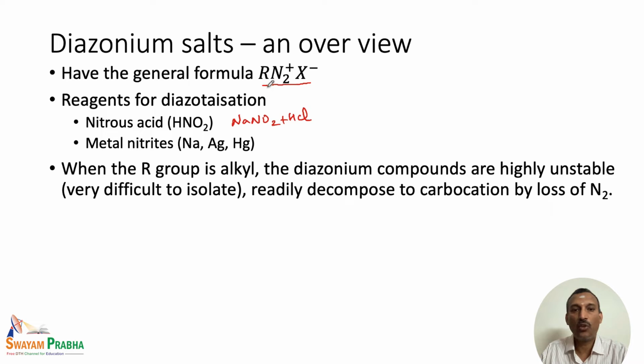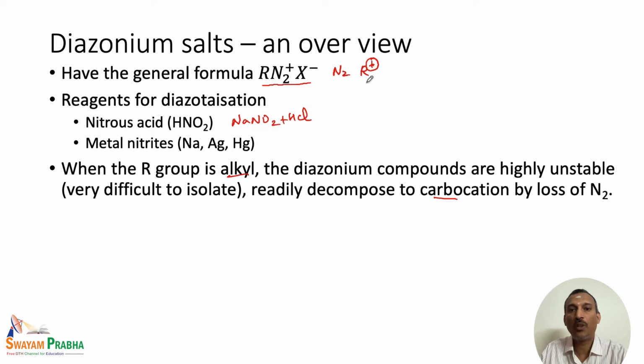If the R group is an alkyl group, then those kind of diazonium compounds are highly unstable and very difficult to isolate. In most of the cases, they are never isolated. Because they are unstable, they readily decompose to carbocation, because when RN2+ X- is present, N2 is lost as nitrogen gas, and what we end up with is basically R+ ion. R+ ion means this is nothing but a carbocation.